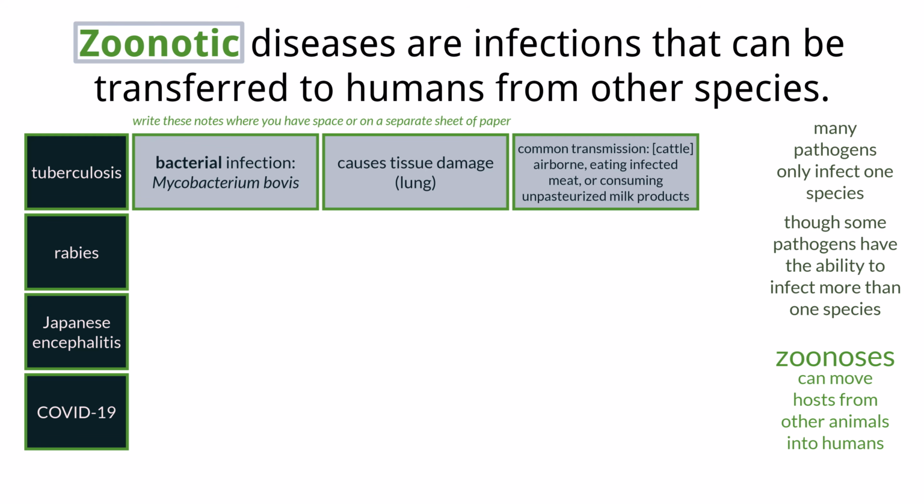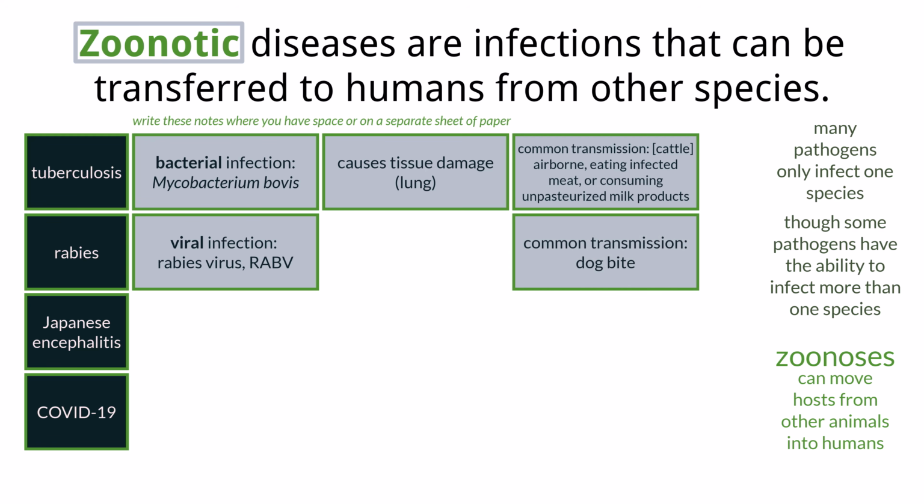The next 3 zoonotic diseases, rabies, Japanese encephalitis, and COVID-19, are all caused by different viruses that can make their way into humans from other animals. Rabies is caused by the rabies virus, abbreviated RABV, and is commonly passed through direct contact with animals, like a dog bite. This virus causes inflammation of the brain and spinal cord, which can lead to severe illness and death.